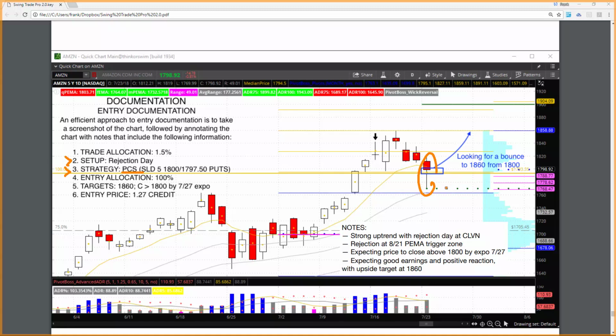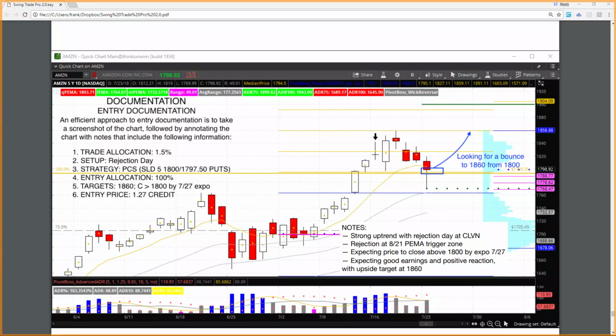So I sold 5 1800 and 1797 half puts. So basically, I sold the 1800 put. And remember, by selling that put, it's basically a true or false. Is it going to close above 1800 or below 1800 at expiration? And so it's a simple bet. I was betting that price would close above 1800. And not only that, I was also forecasting targets up to the recent high of 1860. So as soon as that thing were to pop up there, that's a great time to take that off the table.